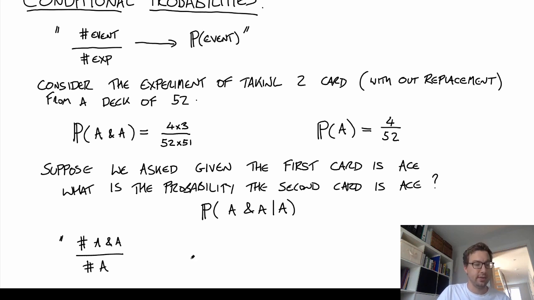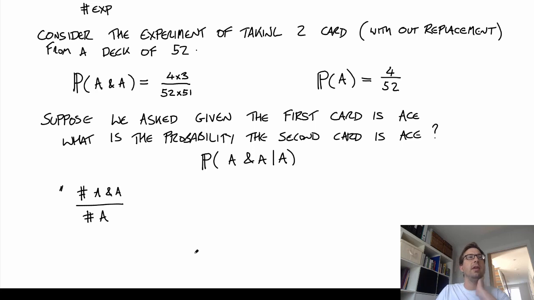So if we look at all the times that we've got an ace from dealing two cards, what proportion of those times do we get ace ace out of that hand? Then this, as the number of experiments gets really, really large, should go towards some number, and we can call that the probability of ace ace conditional on the first card being an ace.